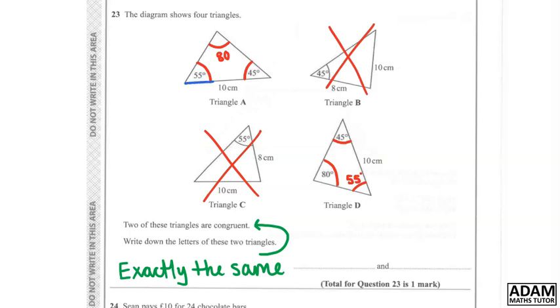We've got 10 centimeters with the 55 degrees on the left and the 45 degrees on the right, and that's the same as this one here. We've got the 10 centimeters with the 55 degrees on the left and the 45 degrees on the right. So the congruent triangles would be A and D.